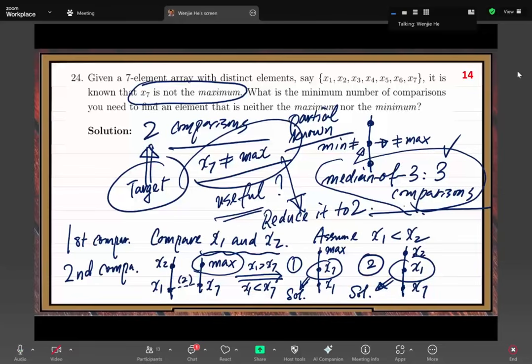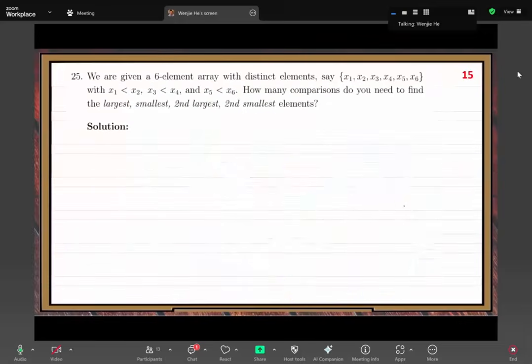The last question. Let me use 5 minutes to complete it. So there is a solution. Not very hard. Not too hard.